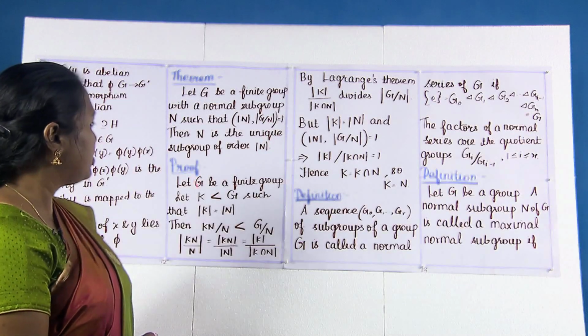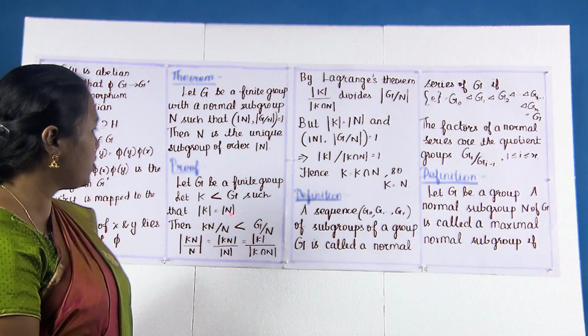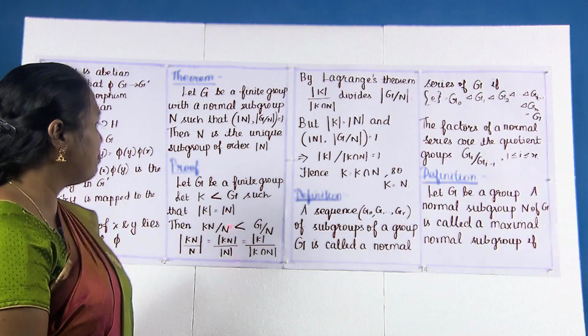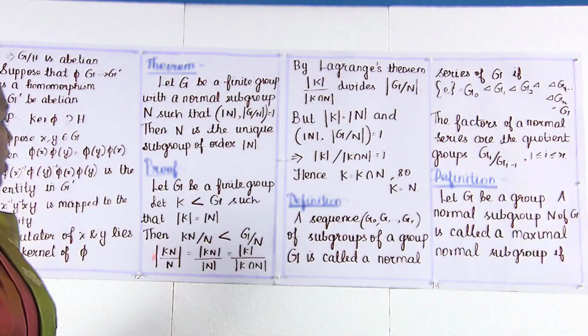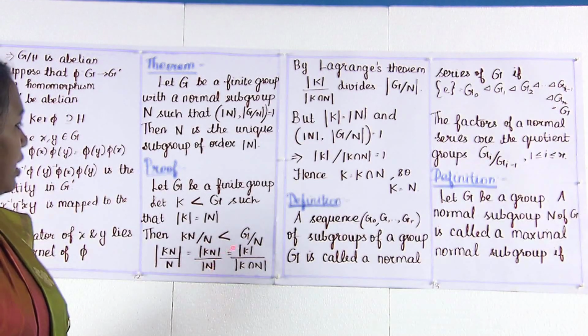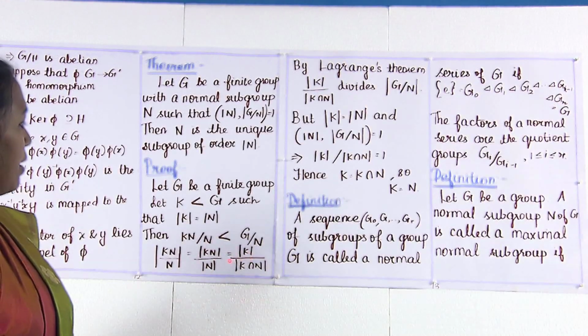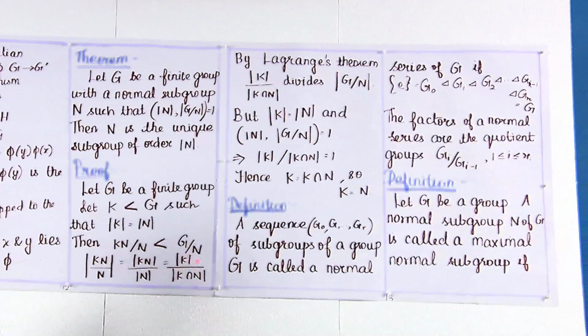The proof: let G be a finite group and let K be a subset of G such that order of K is equal to order of N. Then KN by N is also a subset of G by N. So, from this, order of KN by N is equal to order of KN by order of N, that is equal to order of K by order of K intersection N. So, from here we arrive at this result.